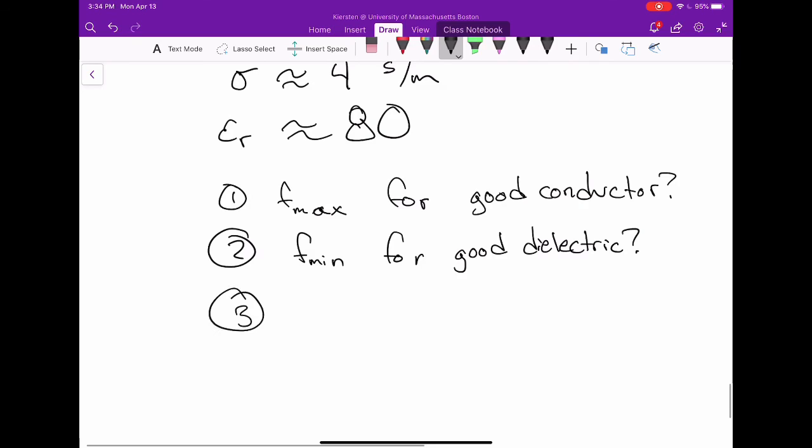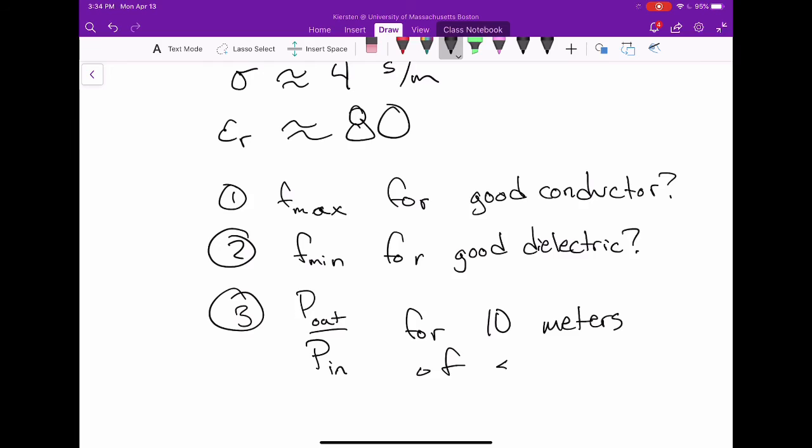And lastly, what is the attenuation? Well, not the attenuation constant, but what is like P out over P in attenuation for 10 meters of seawater at 60 kilohertz. Have a good time with that.